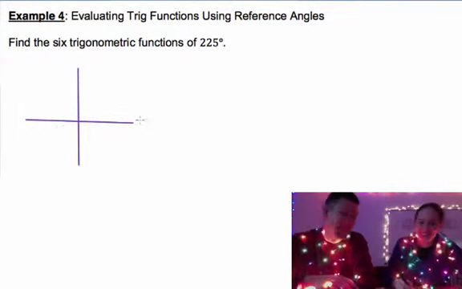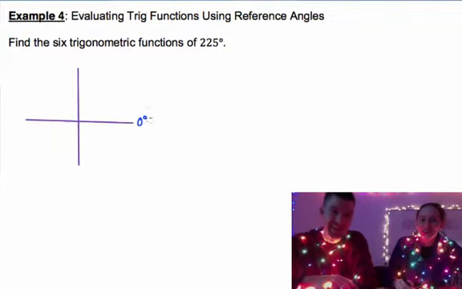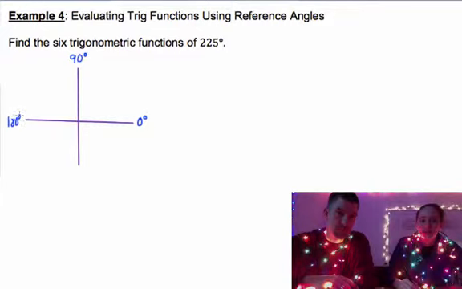Remember, 0 degrees is over here, 90 up here, 180, and 270 on the bottom. That's going to be helpful because we need to figure out where 225 is. 225 is halfway between 180 and 270.